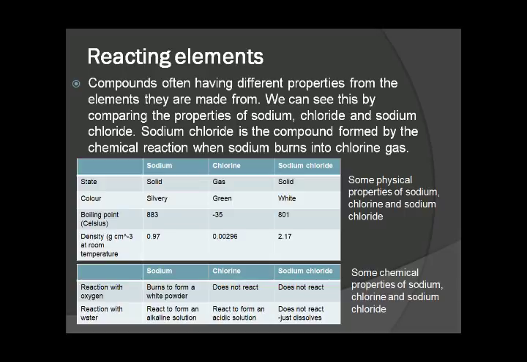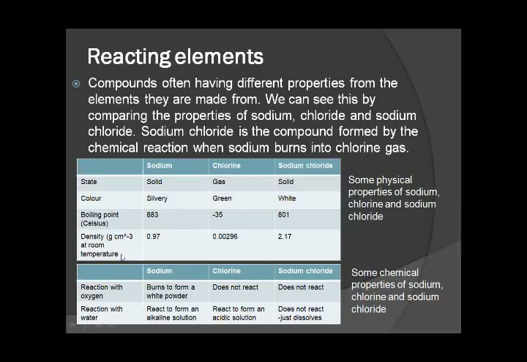Compounds often have different properties from the elements that they are made from. We can see this by comparing the properties of sodium, chlorine, and sodium chloride. Sodium chloride is the compound formed by the chemical reaction when sodium burns in chlorine gas. In the table, the state for sodium is solid, for chlorine gas, and for sodium chloride solid. The color for sodium is silvery, for chlorine green, and for sodium chloride white. The boiling point in Celsius for sodium is 883, for chlorine -35, and for sodium chloride 801.